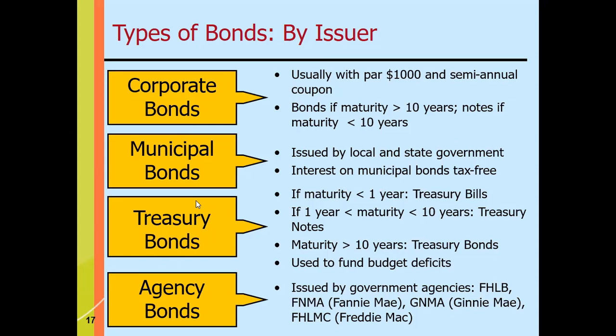For treasury bonds, we just have to take note of three terms. Treasury is issued by the finance department of the government. If the maturity is less than 1 year, we have treasury bills. If the maturity is more than a year but less than 10 years, treasury notes. But if 10 years, treasury bonds. Note that these three classifications are closely related to corporate bonds here. There are just no corporate bills.